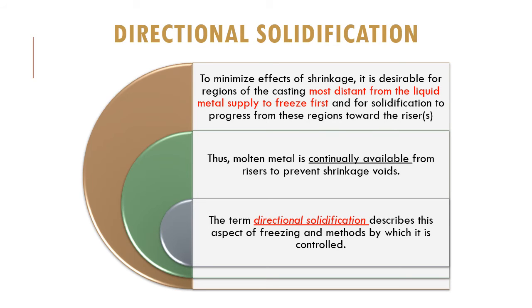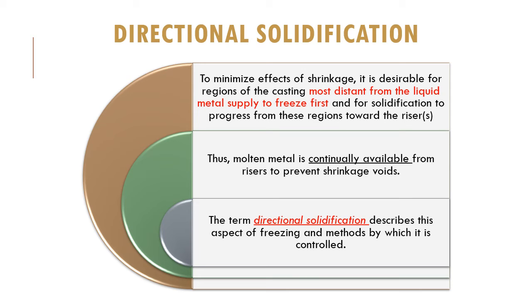To minimize the effect of shrinkage, it is desirable for the region of the casting most distant from the liquid metal to freeze first compared to the one where the molten metal is poured. Okay. So meaning the farthest area is supposed to freeze first compared to the one near to the molten metal. Thus molten metal is continually available from the riser to prevent shrinkage void.